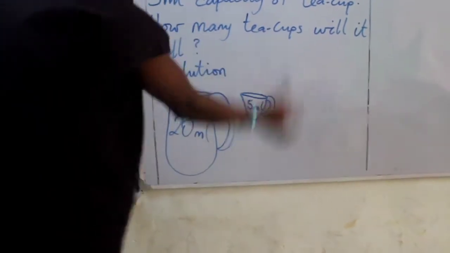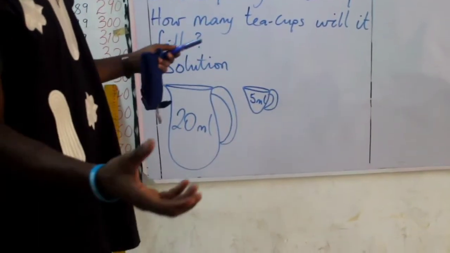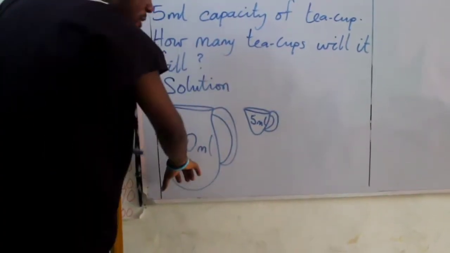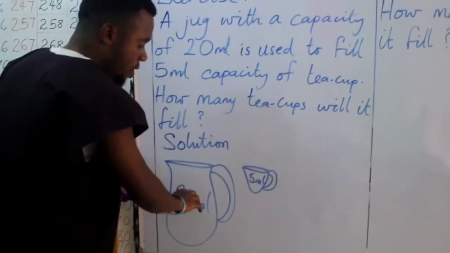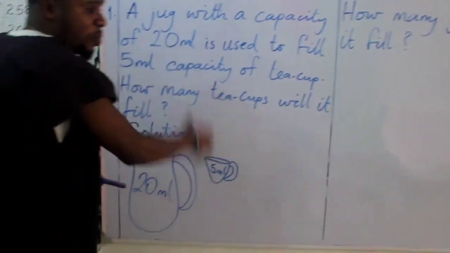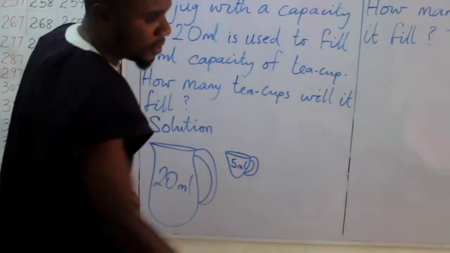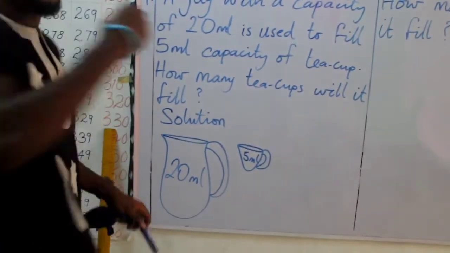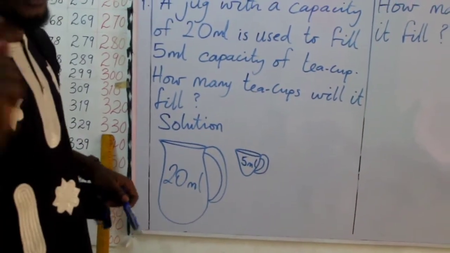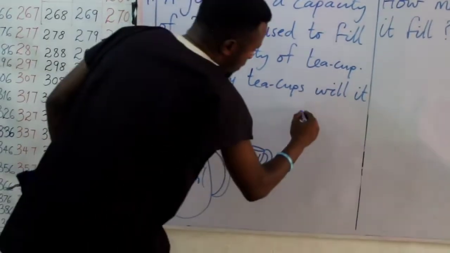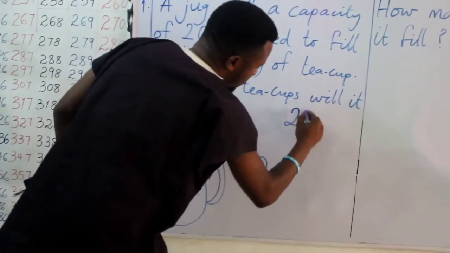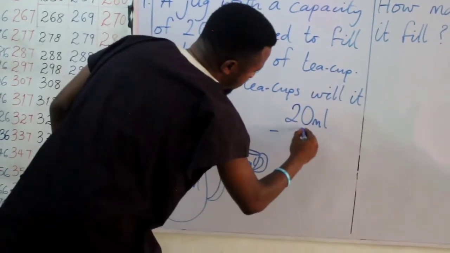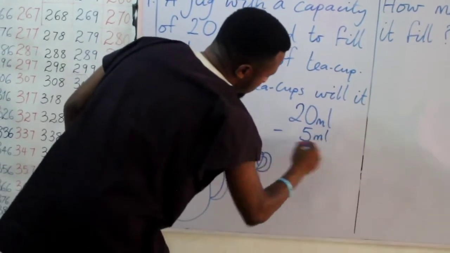So when we are taking out, that means it's what? Subtraction. Because we are not adding. We are not adding from the smaller to the bigger container. We are taking from the bigger container to the smaller one. We are removing from it. We are fetching out. Remove. Take away. So we use our subtraction sign to do this. Now you say what? 20 milliliter minus 5 milliliter.